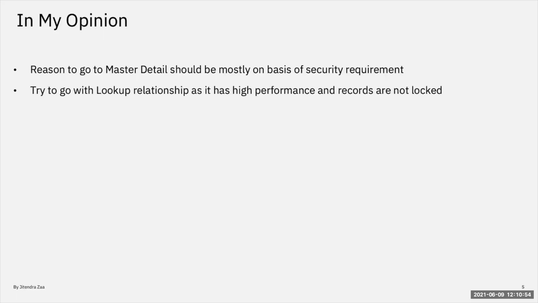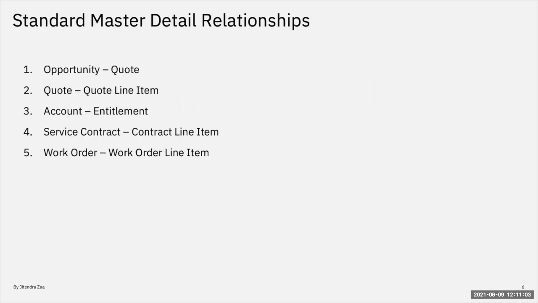Try to go with the lookup relationship as it's high performance and records are not being locked, neither in data migration, neither in the integration. Okay. And just to give you, these are the 5 standard master data relationships that we have right now in Salesforce: opportunity to quote line item, account to entitlement, service contract to contract line item, and work order to work order line item.